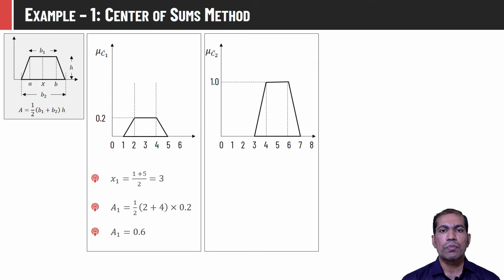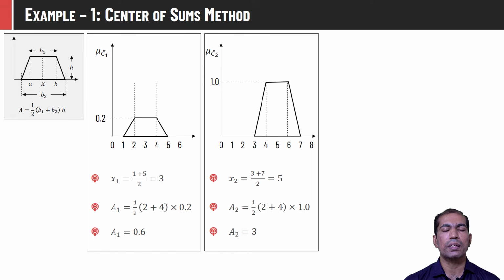The second fuzzy output function is given like this, and the center of this would be 3 plus 7 by 2, that is 5. Base B1 would be 6 minus 4, that is 2, and base B2 would be 7 minus 3, that is 4, and the height of this fuzzy set is 1. We can compute the area A2 as one half times B1 plus B2 times h, that is one half times 2 plus 4 times 1. So the area covered by this set would be 3.